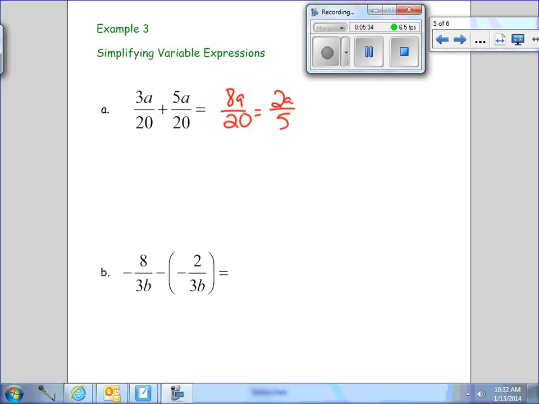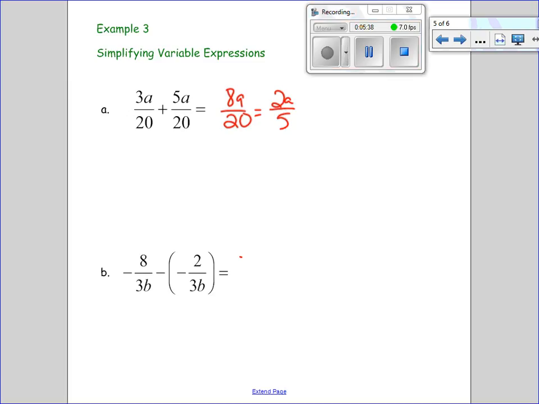In B, we're going to again use our rules and add the opposite. They have the same denominator. So notice we have a negative 8 plus 2. Negative 6 over 3b. You have a common factor, so always simplify your answer.